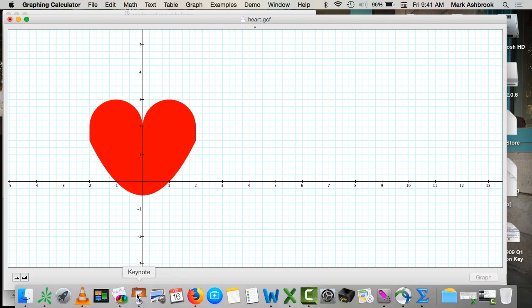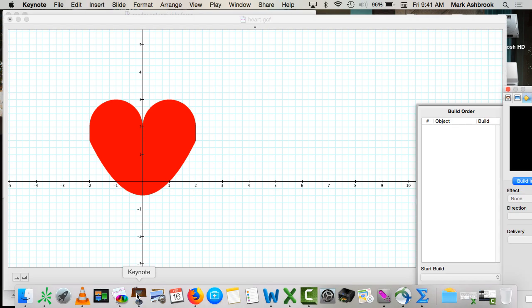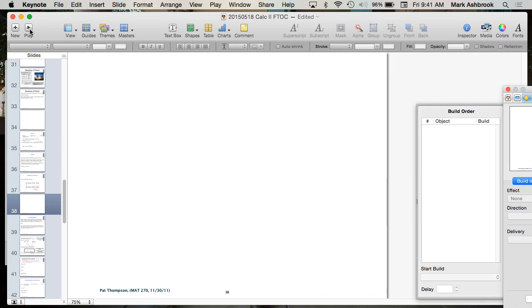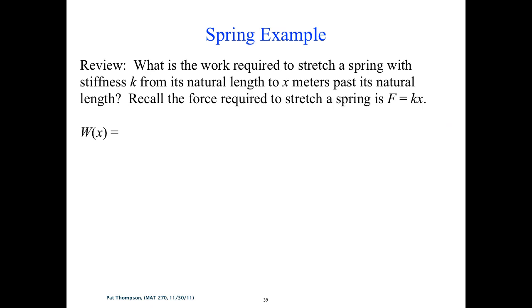So let's look at this. So we were talking about springs last time. So without looking at your notes from last time, see if you could answer this question. Without your notes. What's the work required to stretch a spring with stiffness K from its natural length to X meters past its natural length?